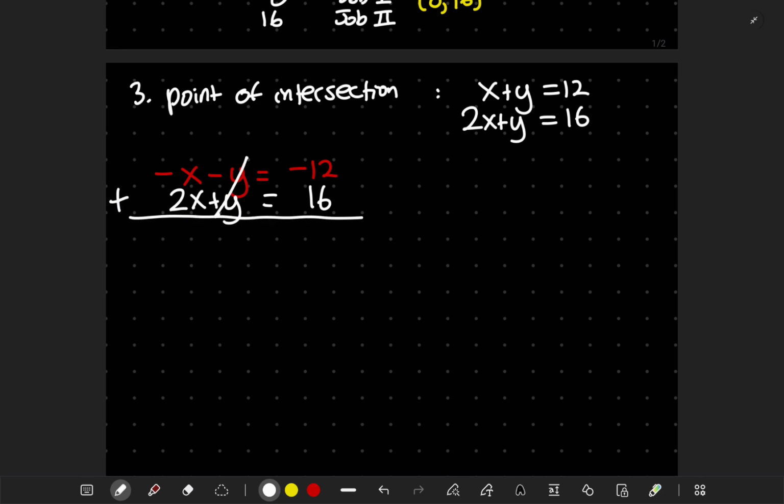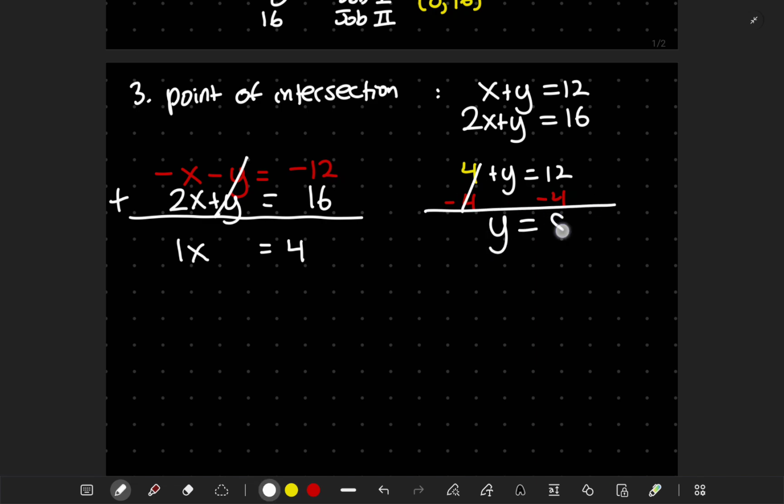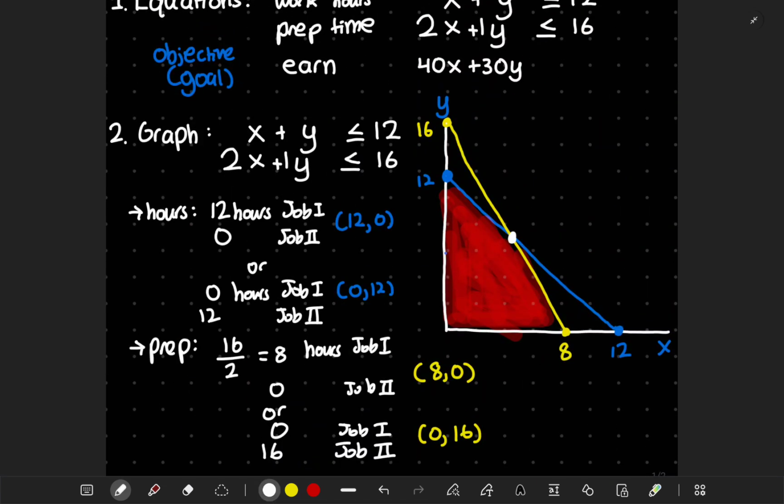And I do that by adding. So I'm going to add negative 1 plus 2. That's 1x. Well, this one's going to become negative 12 plus 16, which is 4. Replacing 4 for x, we get this: 4 plus y equals 12. I want to get rid of the 4, so I have to subtract both sides by 4, giving me the answer that y equals 8. And so that's our point of intersection. This is 4, 8.